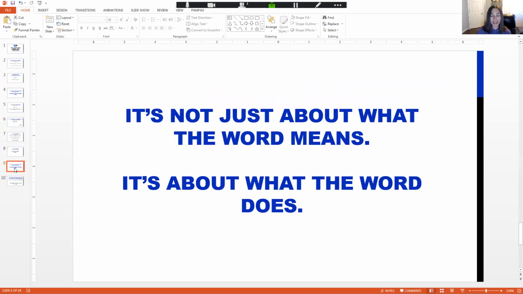So remember, it's not just about what the word means, it's also about what the word does. They have to understand the function, that it's used to explain why, it's used to explain a reason for something happening.